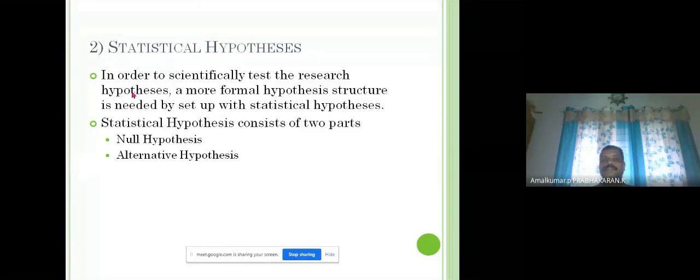Every statistical hypothesis has two parts. The first part is the null hypothesis, and the second part is the alternative hypothesis. So the statistical hypothesis means the researcher converts the research hypothesis into a formal form. Only then can the researcher test that hypothesis using the proper statistics. The statistical hypothesis consists of two parts, a null hypothesis and an alternative hypothesis.